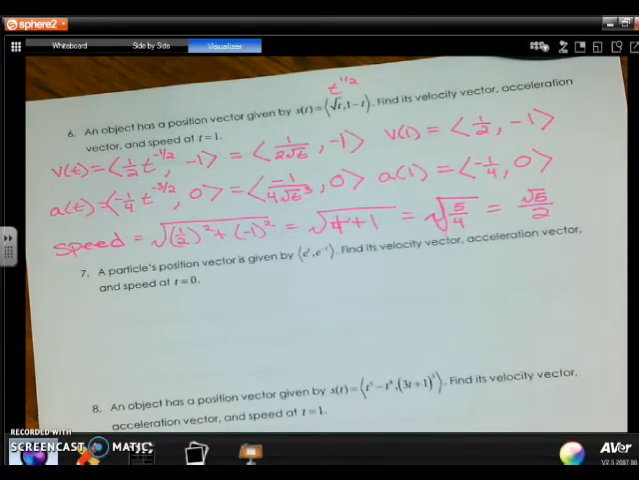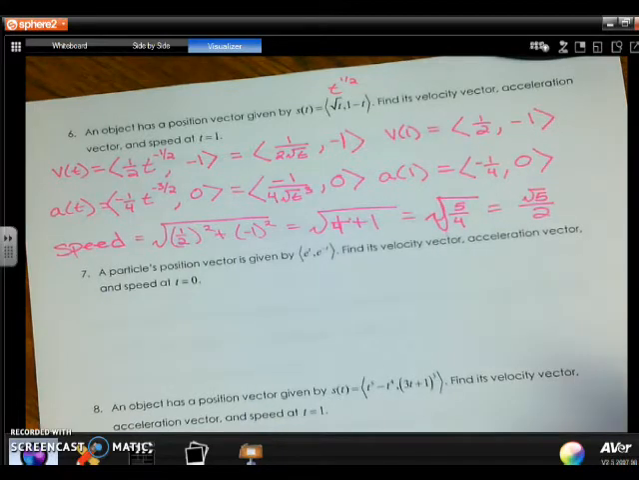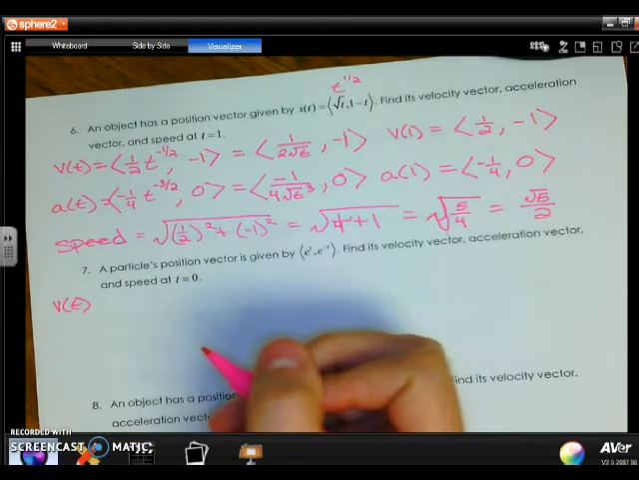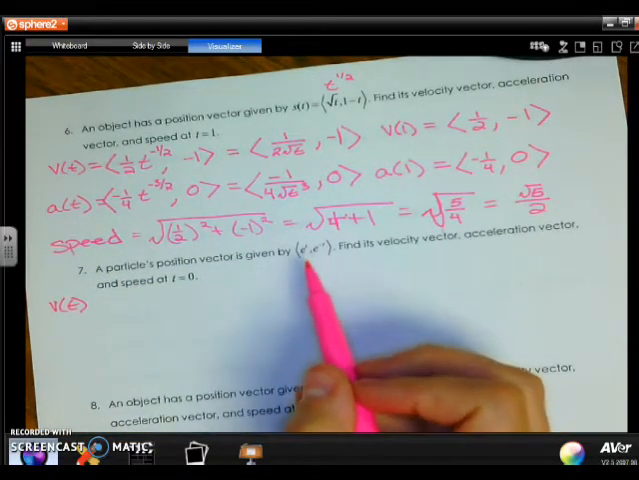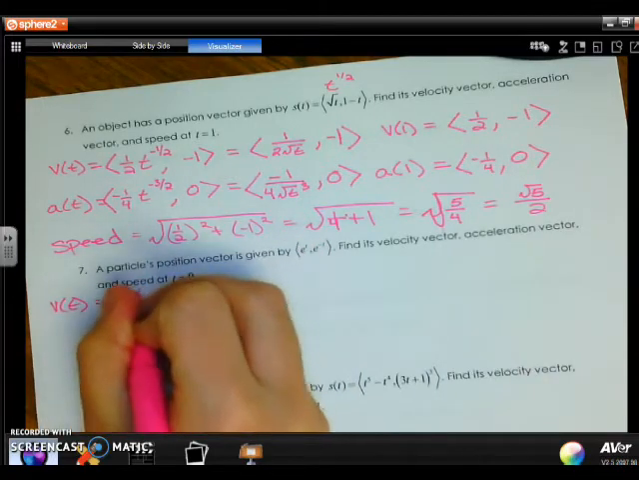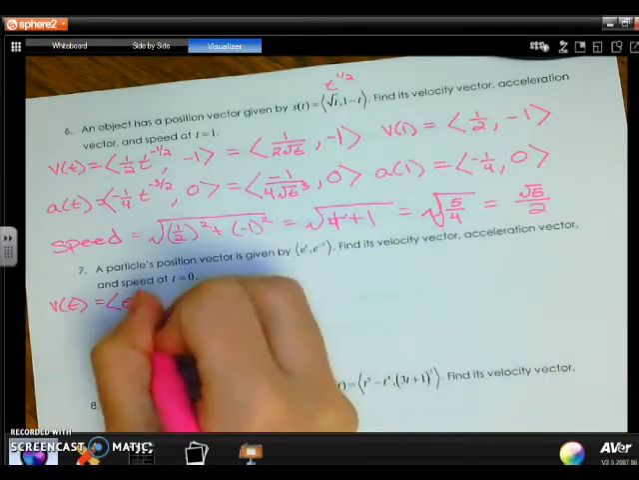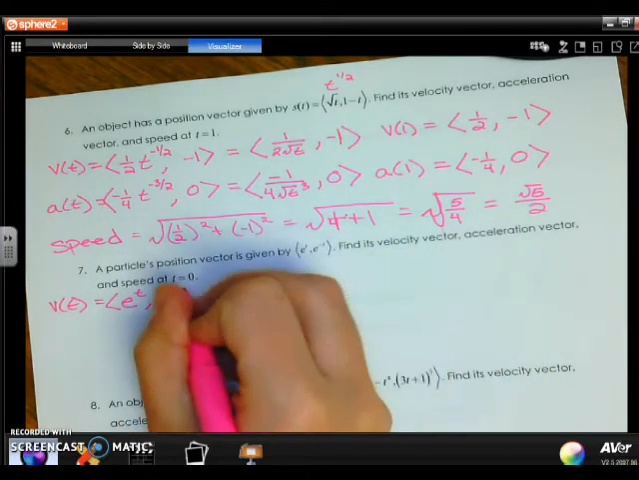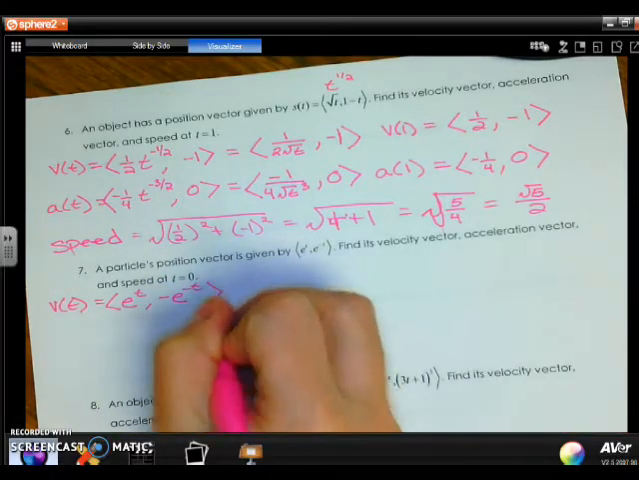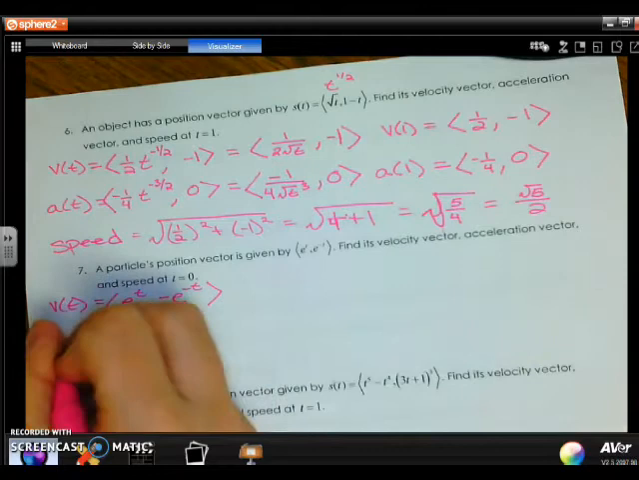Next up, we got number 7. A particle's position again is given by this vector. Find its velocity vector, acceleration vector, and speed at t equals 0. So, very, very similar. We are going to find the velocity vector. So first I'm going to find the velocity with respect to time. You need to take the derivative of the position. Here's the position. The derivative of e to the t is just e to the t. And the derivative of e to the negative t is e to the negative t times the derivative of the junk, right? So that makes it a negative 1 out front. So that's like this.